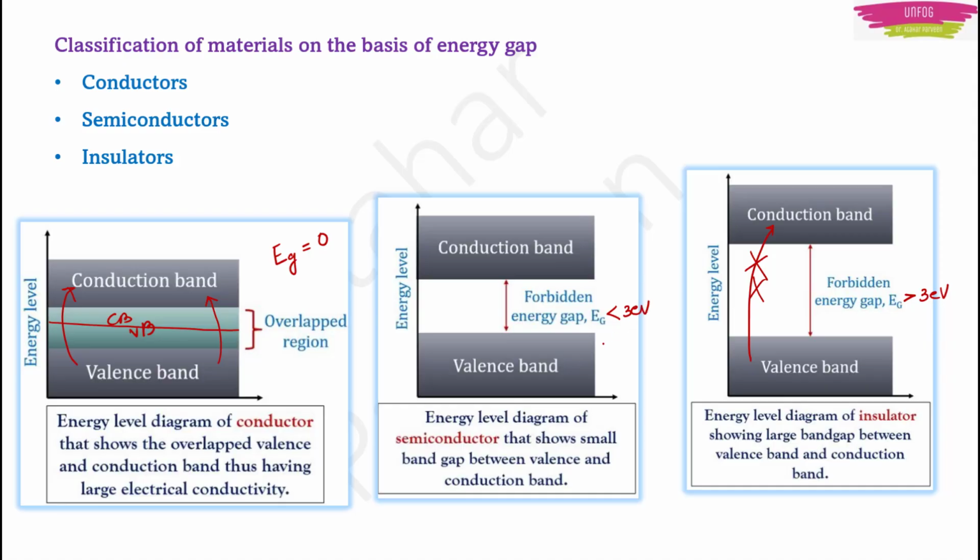Or if I want to say precisely, in semiconductors, the forbidden energy gap will be nearly 1 electron volt. Okay. So these are all 1 mark questions. They can ask you as MCQs.